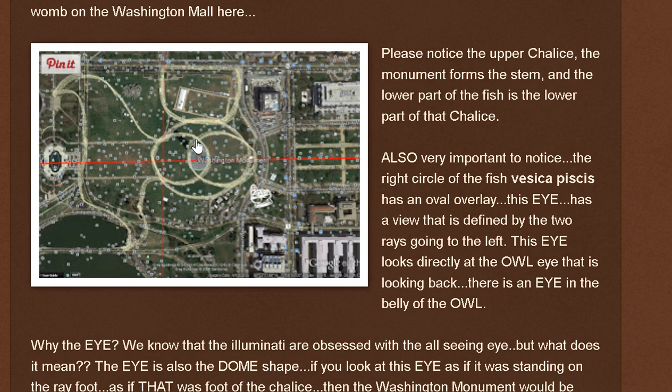Why the eye? We know that the Illuminati are obsessed with the all-seeing eye, but what does it mean? The eye is also the dome shape. If you look at this eye as if it was standing on the ray foot, as if that was the foot of the chalice, then the Washington Monument would be piercing that dome of the back of the eye, the retina, from the back.